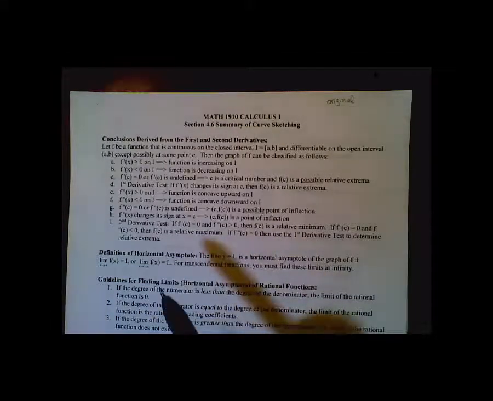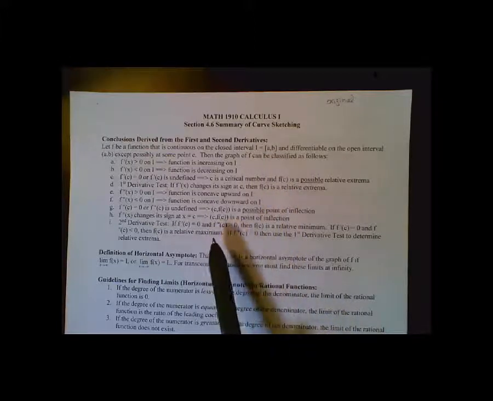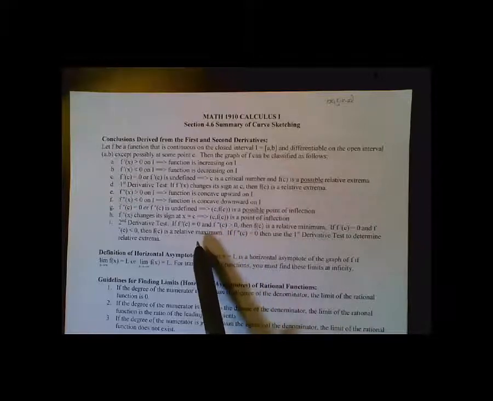Remember, I said in section 4.4 that I rarely use the second derivative test. If I have to give where the function's increasing or decreasing, then I can tell if my critical numbers are relative max or min without having to find the second derivative. So I rarely use it.